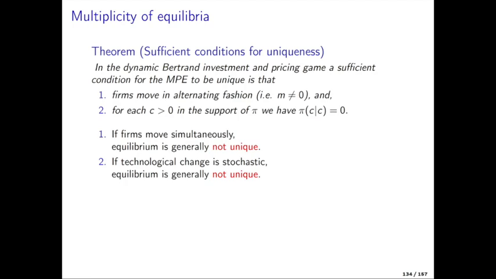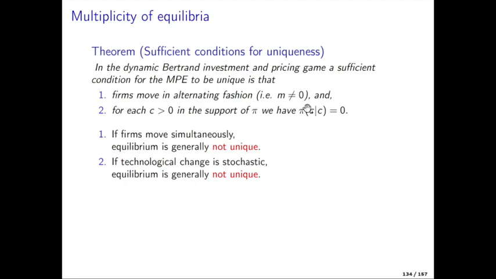But on the other hand, if firms move simultaneously, equilibrium is generally not unique. If technological change is stochastic, that is, if there's a possibility that no change is happening, then equilibrium is generally not unique. What is really creating the multiplicity of equilibria is the simultaneity in choices between the two firms, and that simultaneity can happen in the alternating move case as well if the states are not moving, because then with some probability you return to the same state, and it's like staying in a state for some time, which is a little bit like a simultaneous move game. So it's the simultaneity in this anti-coordination game that creates all this multiplicity.